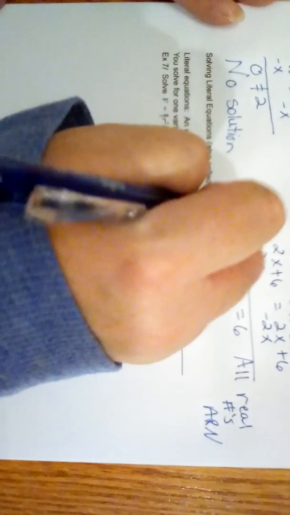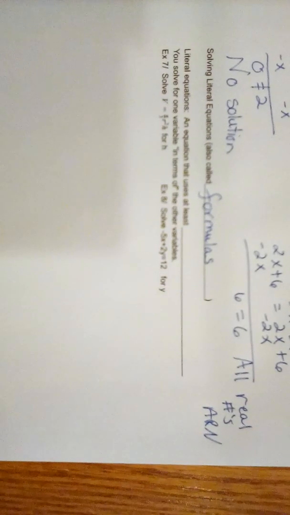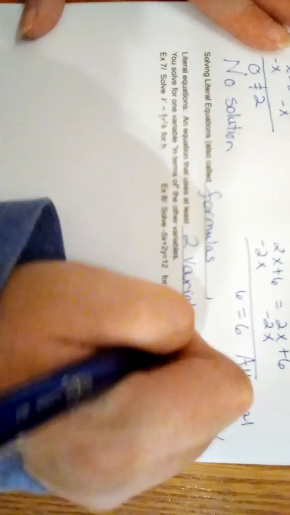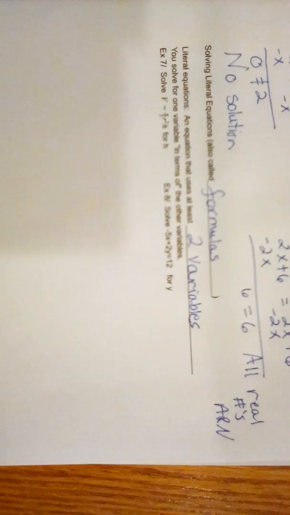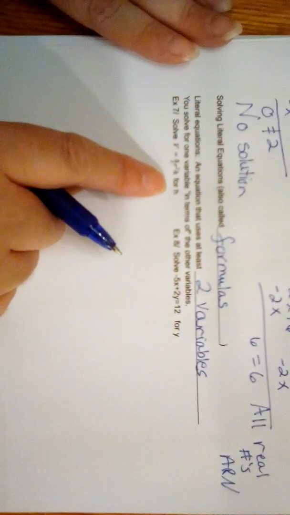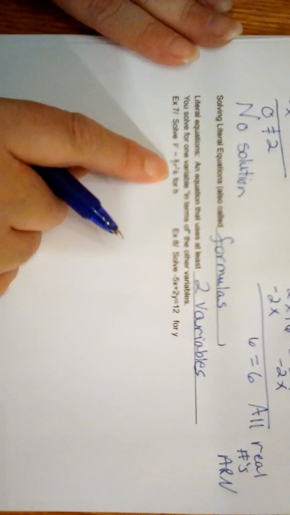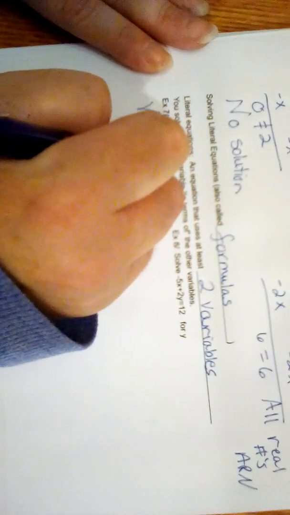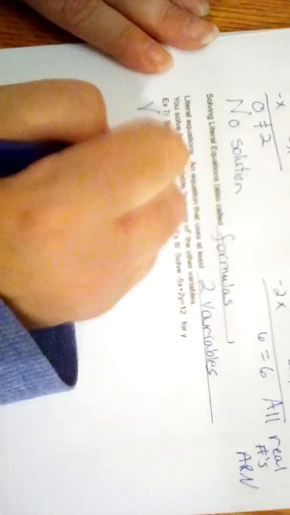Okay, solving literal equations, which are also called formulas. Okay, a literal equation is an equation that uses at least two variables. So we're not going to get a cute little number answer. Okay, you're going to solve for one variable in terms of another variable or variables. Okay, so they have to tell you what you're supposed to solve for. Okay, in this case, we're going to solve for h. Well, we'll know we're done when h is by itself. So we need to figure out how we're going to get h by itself.